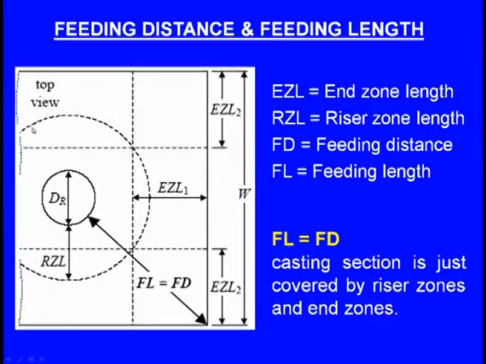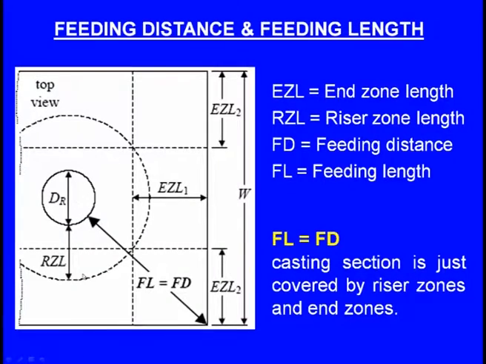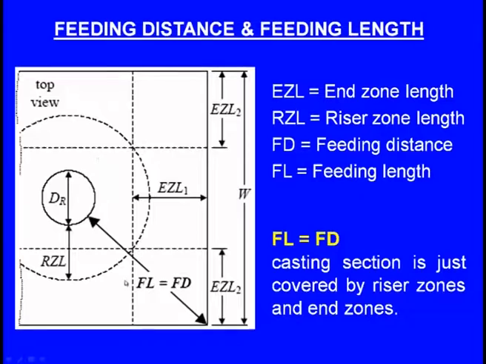For example, say this whole thing is the casting, and this is the riser. Now, around the riser, there is a riser zone, which means in this circle, there is no shrinkage because the riser is present. Now, outside this riser zone, you can see here EZL, that is the end zone. Starting from the end of the casting, up to here, this dotted portion is the end zone, which means in this portion there is no shrinkage cavity because it is covered by the end effect, and this much is covered by the risering effect.